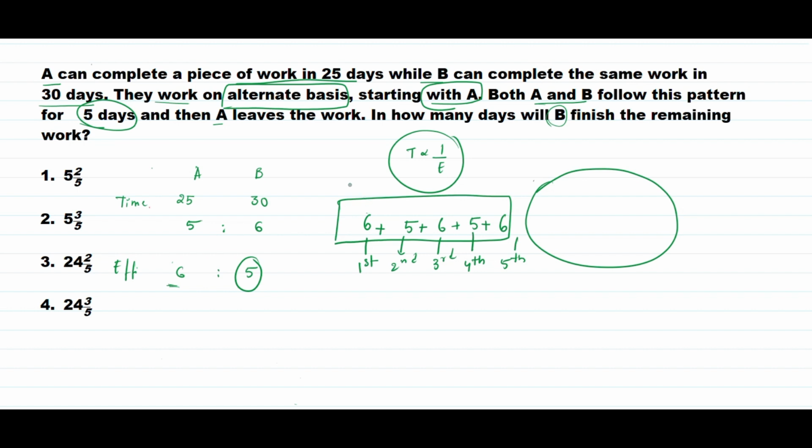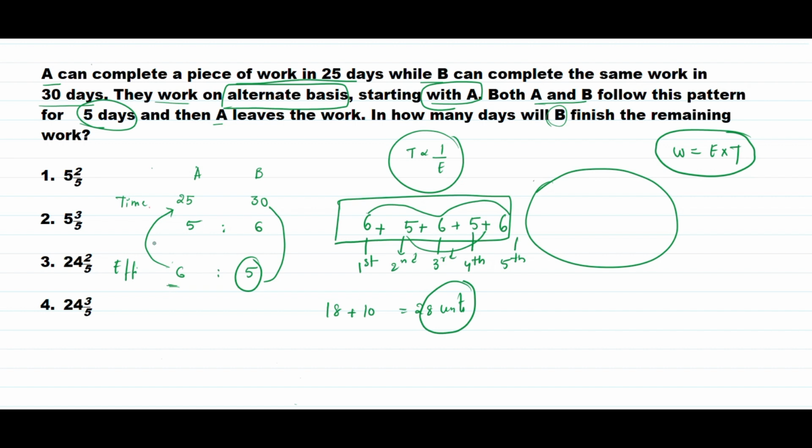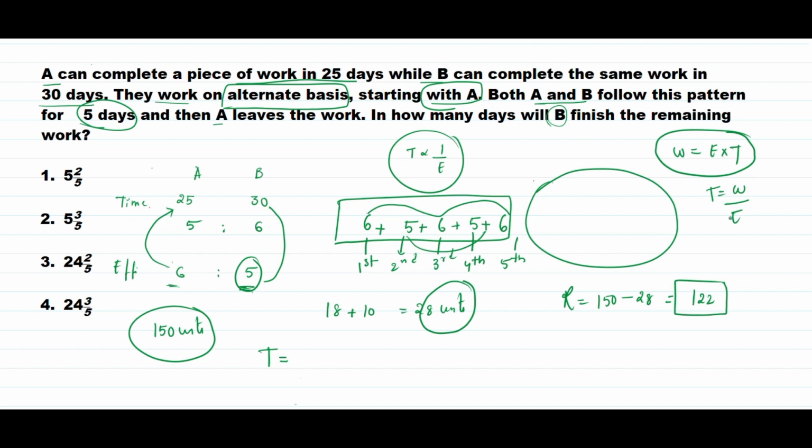So how much work is done in 5 days on this alternate basis? 6 ones are 6, 6 twos are 12, 6 threes are 18, plus 5 twos are 10. So a total of 28 units of work is completed in these 5 days. Now what is the total work? Either 6 into 25 or 5 into 30, because work is nothing but efficiency into time, right? Both give the same answer. So total work is 150 units. 5 thirties are 150, right? So the remaining work is 150 minus 28, which is 122 units of work left, which should be done by B with efficiency 5. So time is equal to work by efficiency, right?